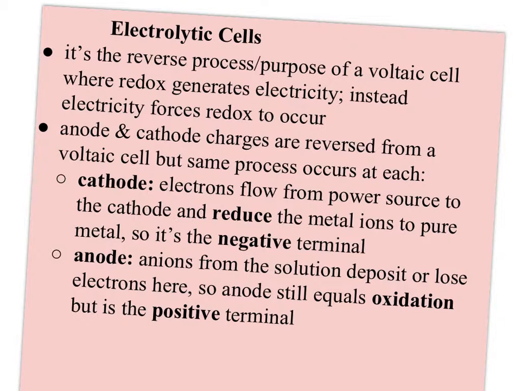So since the electrons flow from the power source and reduce metals at the negative terminal, that is the cathode. Whereas the anode is where anions from the solution deposit or lose electrons, and that is where oxidation is taking place, even though it's the positive terminal.